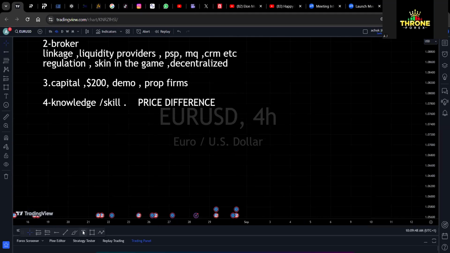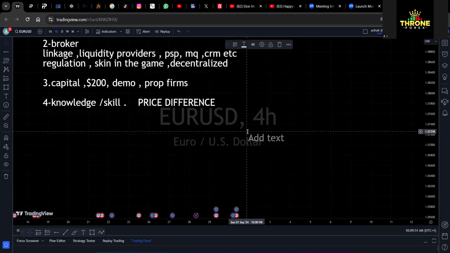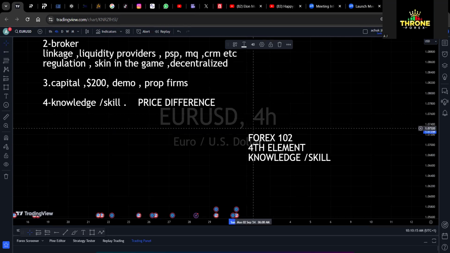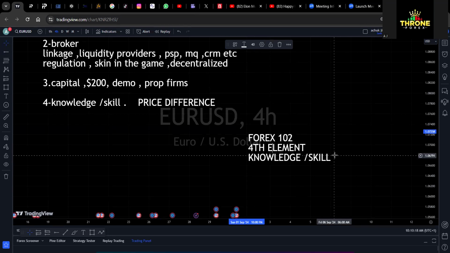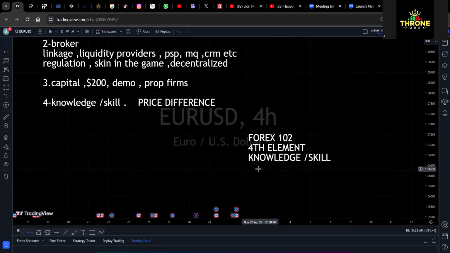So this is Forex 102. And here we are continuing with the fourth element, which we clearly said was the knowledge, or the skill. In this, we clearly stated that the fourth element, which is the knowledge or the skill, and the skill we are going to be exploring is what we call the price difference.